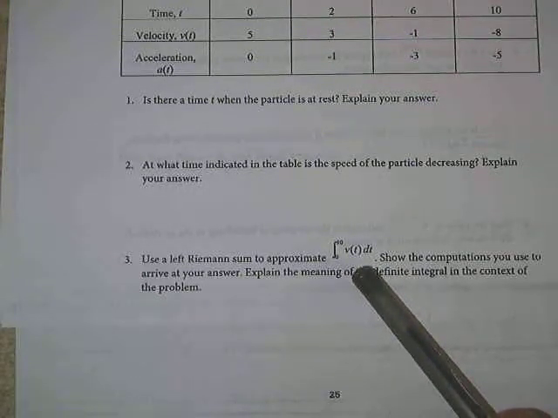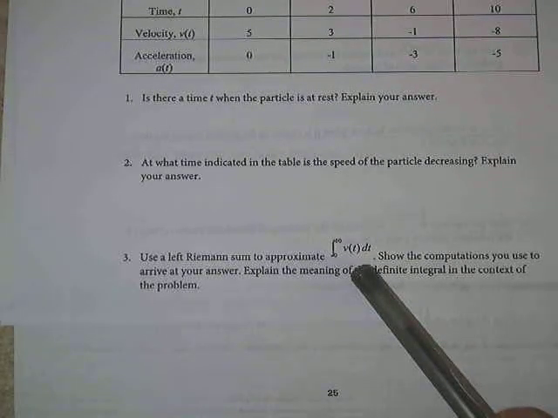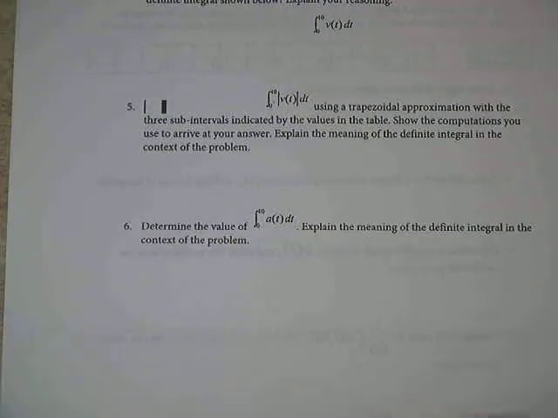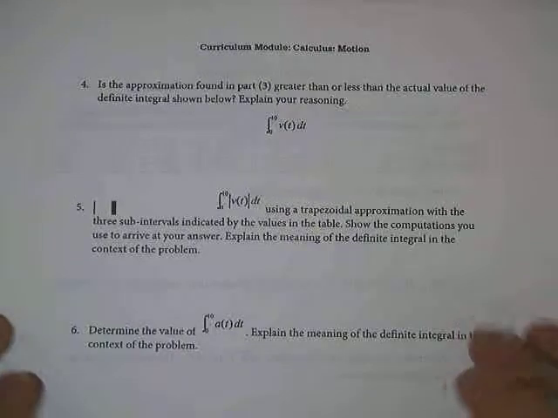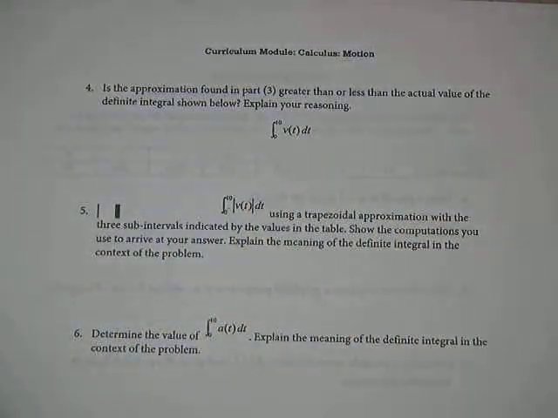And number 3, left Riemann sum to come up with an area from 0 to 10 and explain the meaning of that integral. So left Riemann sum, we notice that we don't have uniform subintervals here. So our first one would be 2 in length, we'd use 5 for the height. So we're doing left endpoint. Then the next one would be 4 in length, we'd use 3 for the height. Then 4 again, and -1 for the height. And if we add those 4 rectangles together, we should get 18.